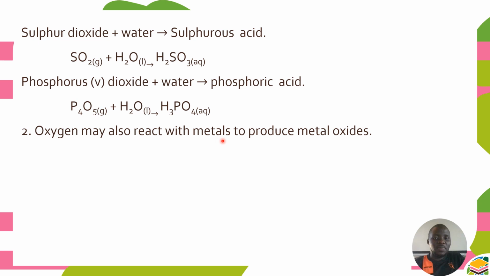Oxygen may also react with metals to produce metal oxide. Remember, all we have been doing was about reacting oxygen with nonmetal elements and forming a nonmetal oxide, which is acidic, and when you dissolve it in water, it forms an acidic solution. So another chemical property is that oxygen can react with a metal to form a metal oxide. Now we're going to look at what type of solution is formed when a metal oxide is dissolved in water.